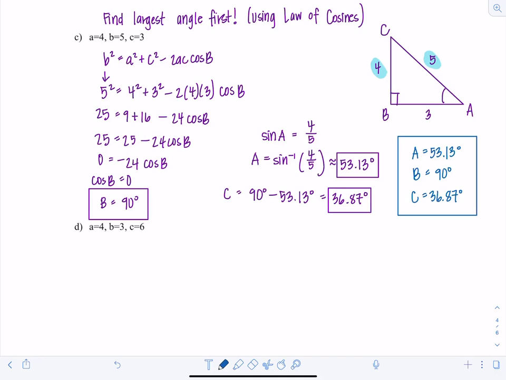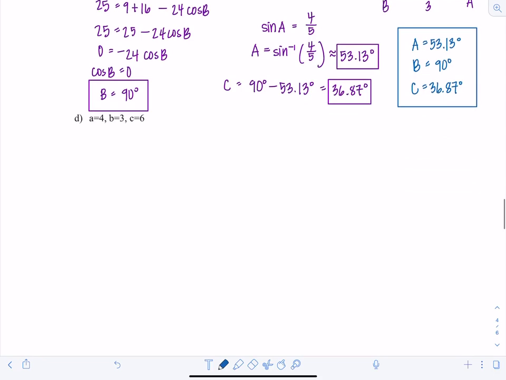All right, well, they're not always going to come out to be right triangles that way. So let's look at one more example. Here we have the sides A, B, and C are 4, 3, and 6 respectively. So I'm just going to draw some arbitrary triangle here. I won't make it look like a right triangle. Okay, so here's A, here's B, here's C. So A is 4, B was 3, and C is 6.